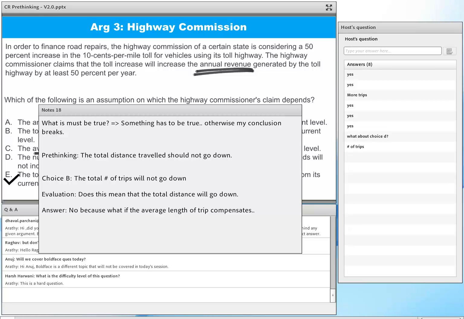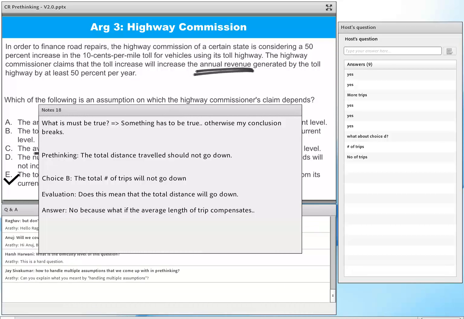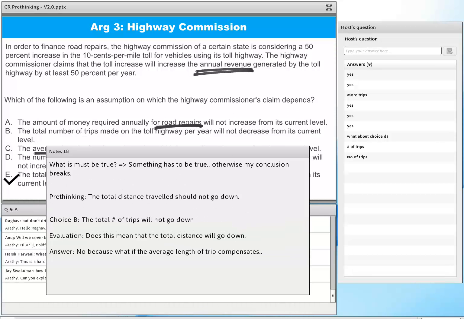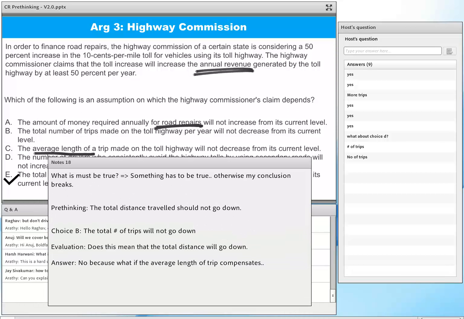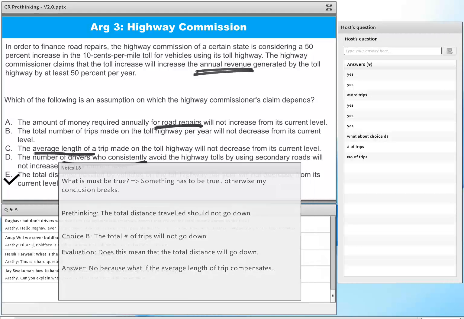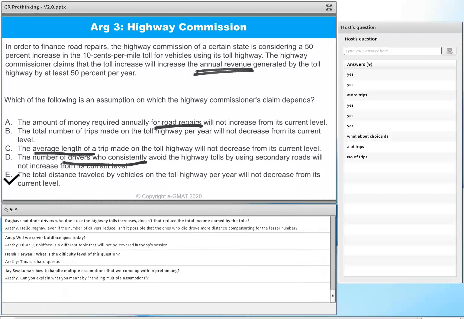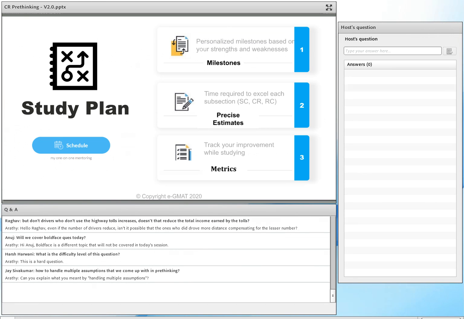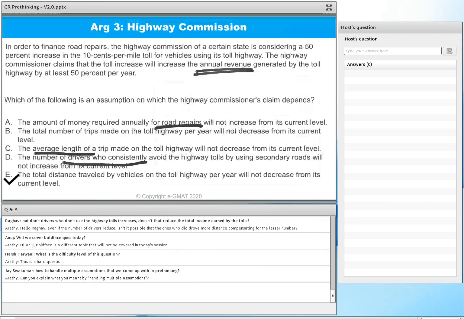Same thing with choice D. If the number of drivers who avoid goes up, let's say there were 100 drivers who avoided, now 110 avoid. What would compensate? Average length of the trip of people who are actually on the highway, or even more trips by people who take the highway. So that's where visualizing not just the conclusion, but also the answer choices would help.